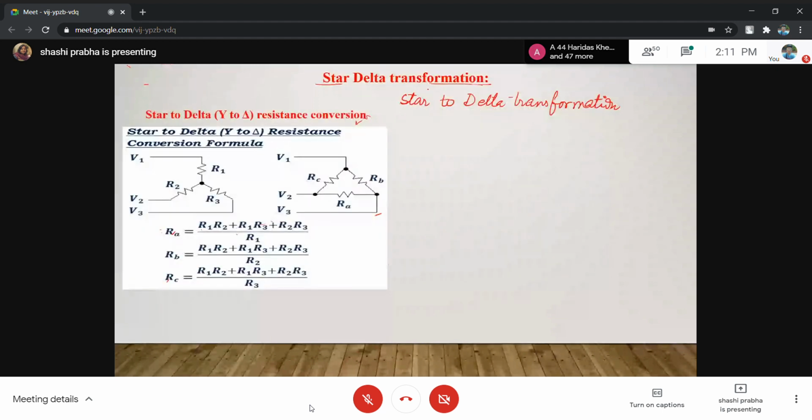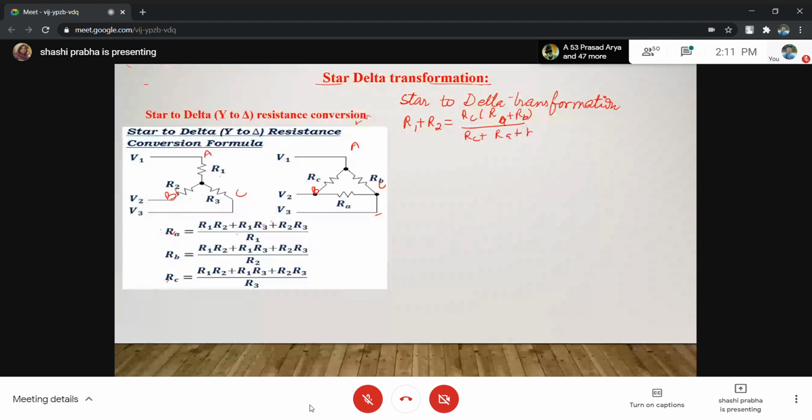चलो. So R1 plus R2 is equal to AB. This is A, this is B, and this is C. So this is RC, RA plus RB divided by RC plus RA plus RB.